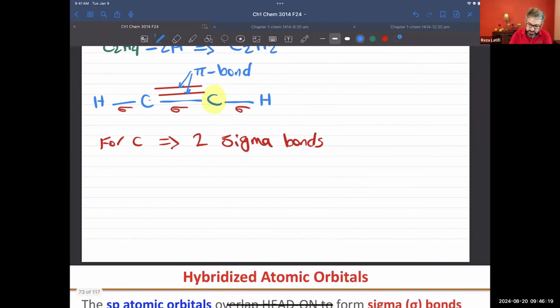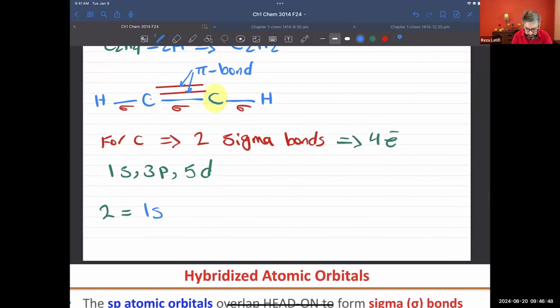Okay, so I say I have 1 from S, 3 from P, and 5 from D. How many orbitals do I need to accommodate those 4 electrons? Remember, we had 2 sigma bonds, 2 multiplied by 2, because we use 2 electrons per each bond. So totally we have 4 electrons. So I need totally 2 orbitals. So I use 1 from S plus just 1 from P. 1 plus 1, that's going to give me 2.